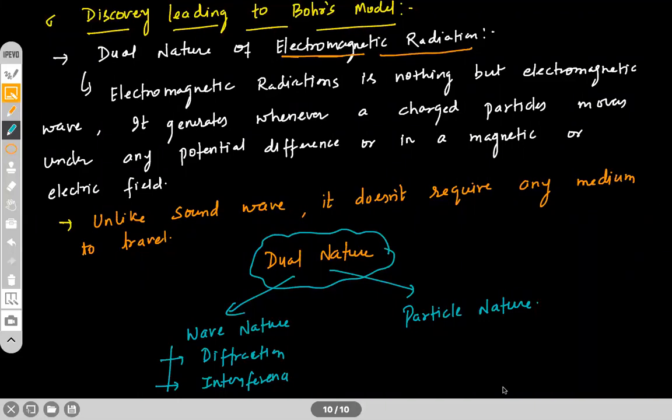Yes, the photoelectric effect confirms the particle nature, right? Not wave nature, but particle nature. We'll discuss that. Okay, photoelectric effect also we'll discuss. So the terms associated with a wave, write down.